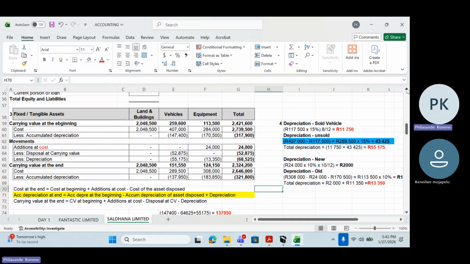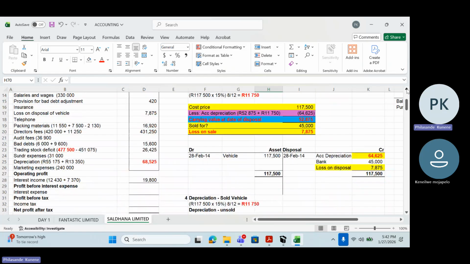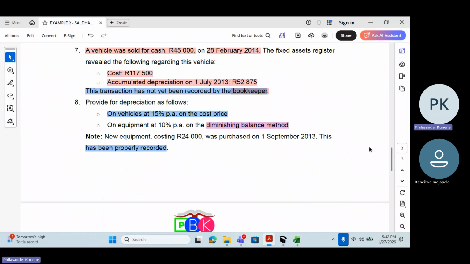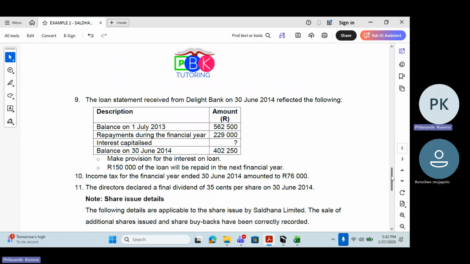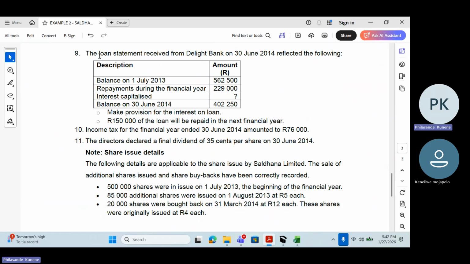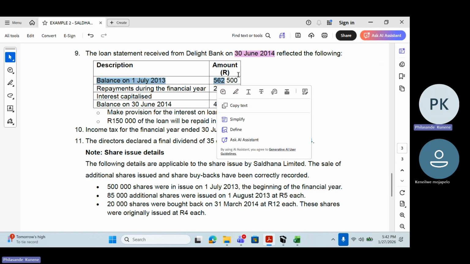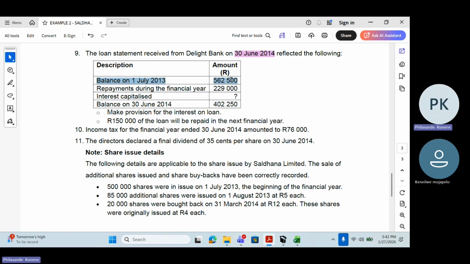Okay, so now we can go up and complete our income statement. What is the next transaction now? We're here in number 9. The loan statement received from Delight Bank on 30 June 2014 reflected the following: balance on 1 July 562,500, that is the opening balance. Repayments during the financial year, these are the amounts that were paid. Interest capitalized and balance on 30 June, 4,250. That is the closing balance.